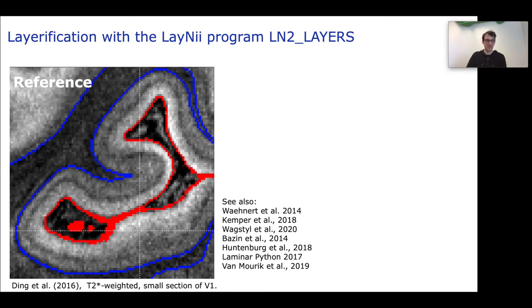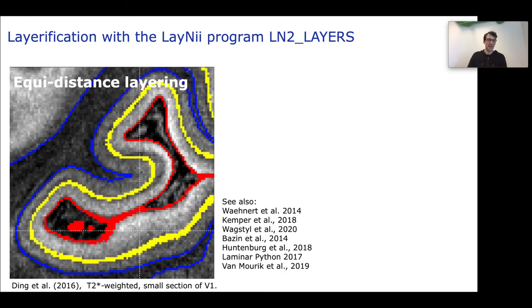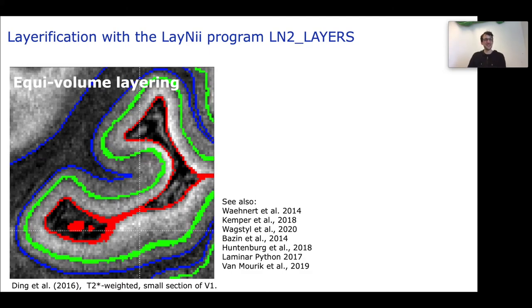Here, for example, zooming into a tiny part of the brain in this very high resolution ex vivo data set in the primary visual cortex, you can see that the layerification here, for example, with LN2 layers, shows that the equidistance approach underestimates the curvature amplification of the Stria of Gennari here. And therefore, LayNii nicely also spits out the equivolume approach, which nicely follows the histological Stria of Gennari here.